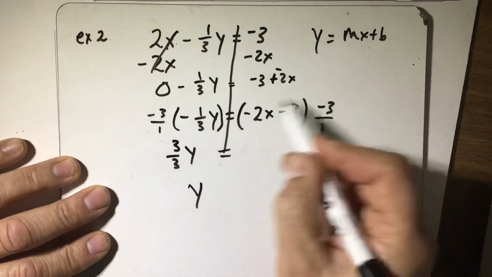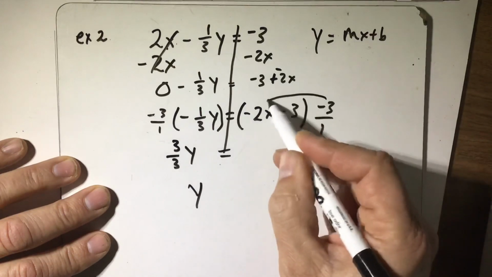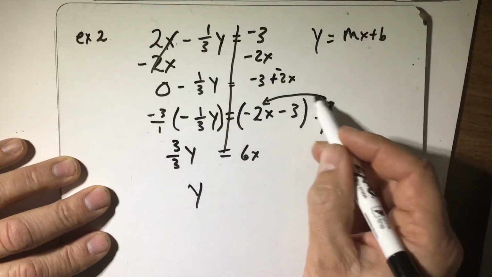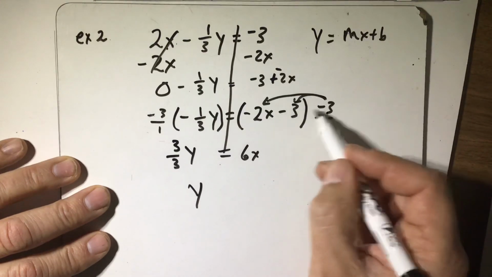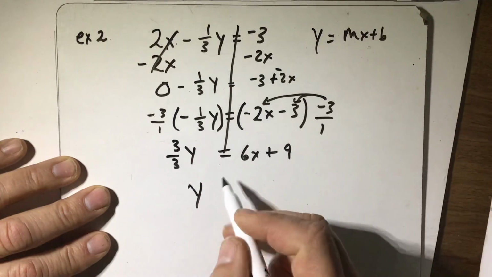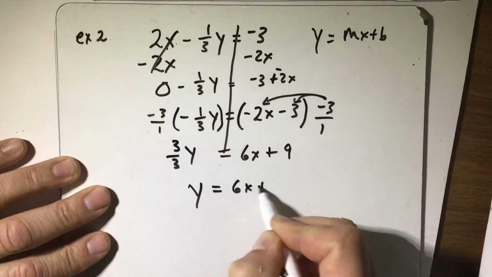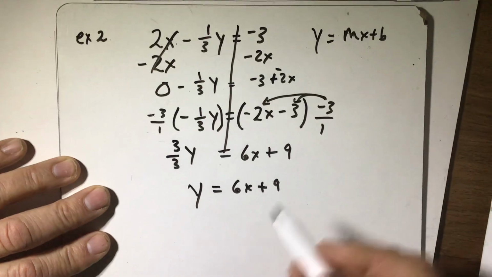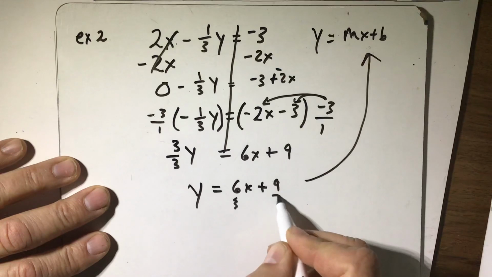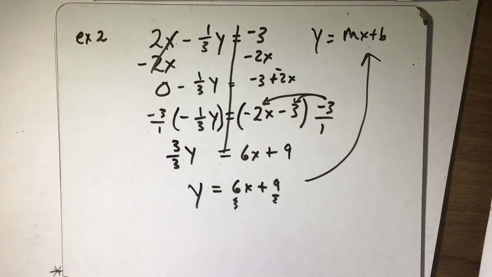So use your distributive property. Negative 3 times negative 2x is 6x. Negative 3 times negative 3, watch your signs, is positive 9. So we get y equals 6x plus 9. Now we have this in slope-intercept form. There's my slope. My y-intercept is (0, 9). This is ready to graph. Done.